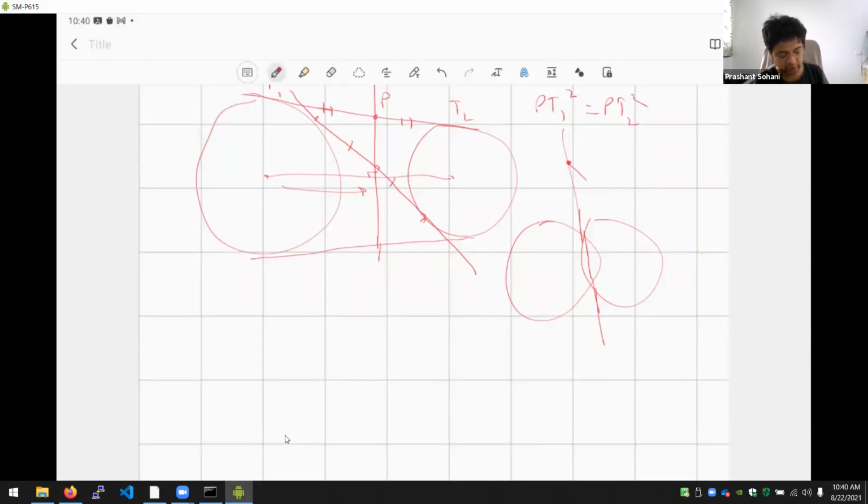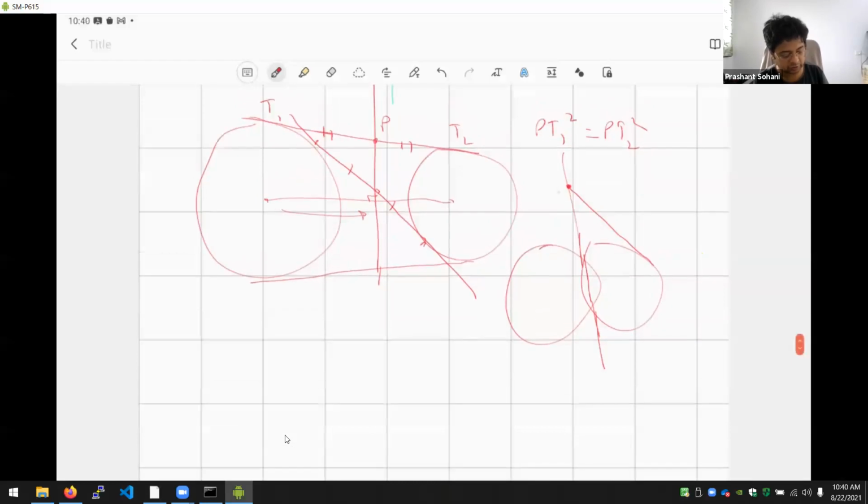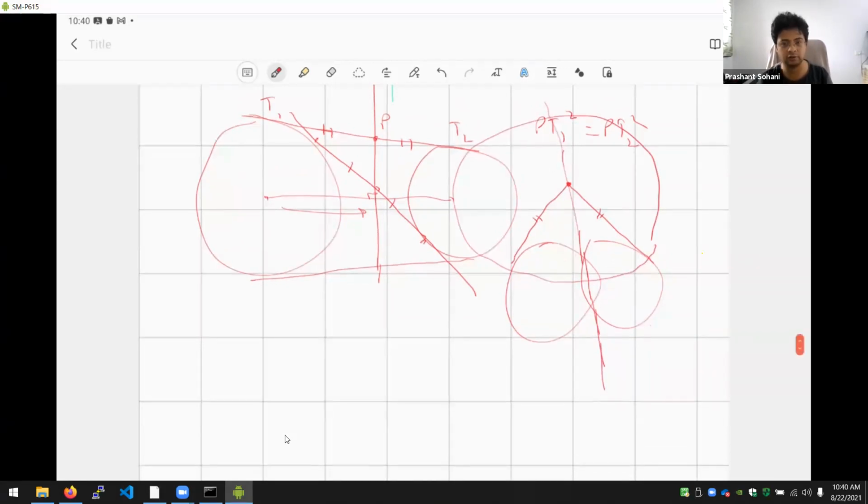So from this point, if I draw a tangent to any of the two circles, obviously the tangent length will be equal. But not only that, if I choose that tangent length as the radius, then I can draw a circle, and that circle will be orthogonal to each of the given two circles. Okay. And if I keep doing this for every point on this radical axis, then I get another family of circles, and that is the coaxial family of non-intersecting type.